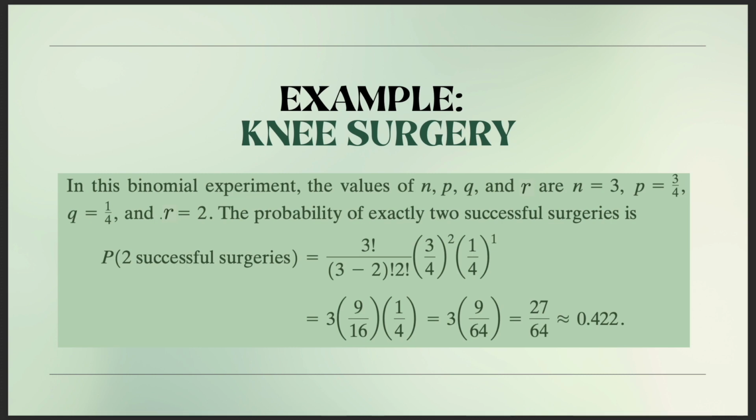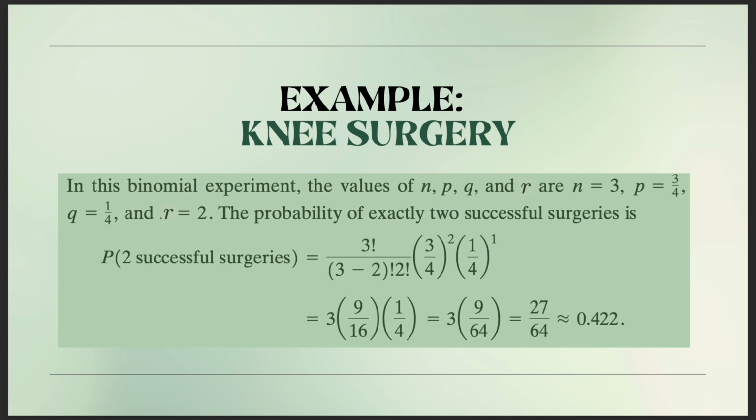Then, the probability of 2 successful surgeries is, we start with 3 choose 2, so that's 3 factorial over 3 minus 2 factorial times 2 factorial, times the probability of success to the R power, 75%, to the second power, and then times the probability of failure, which is 1/4, to the N minus R power. So N is 3, R is 2, so 3 minus 2 is 1, and that's why I have an exponent of 1. So 3 choose 2 evaluates just to 3.